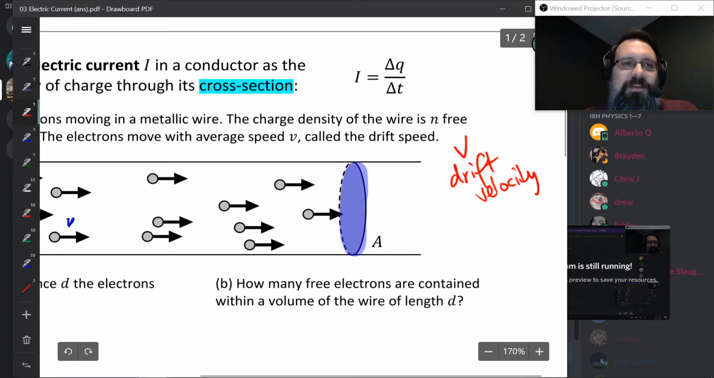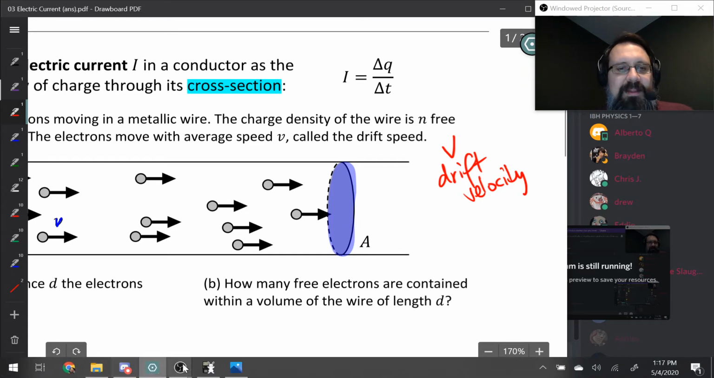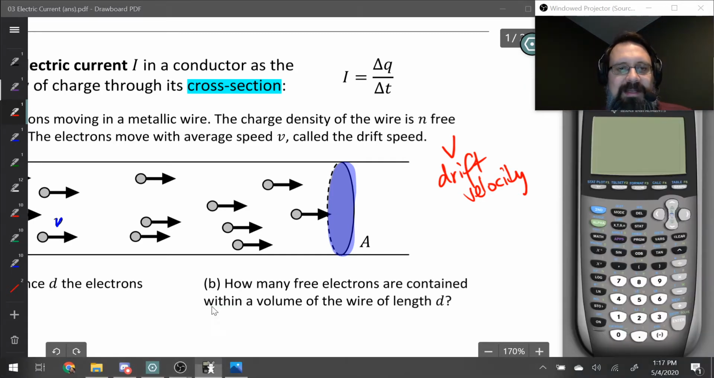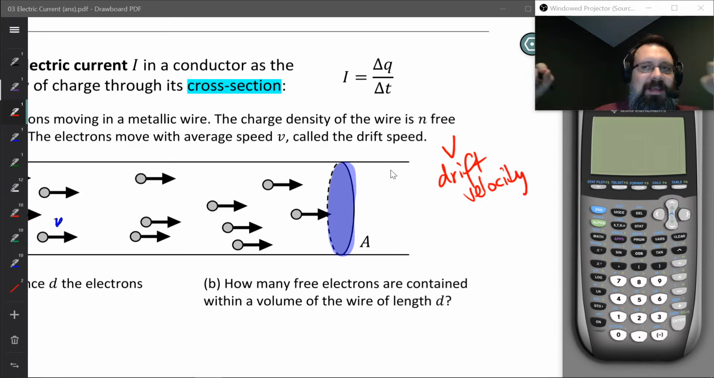The reason we call it the drift velocity is because the electrons don't flow through the material perfectly. Every now and then they'll bounce off the lattice atoms, the atoms that are inside the material. So it's not going to be a perfect flow of charge. They're going to be moving all over the place, but there'll be a general net flow in one direction.